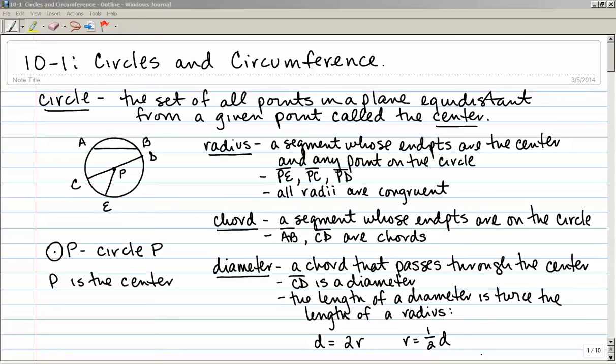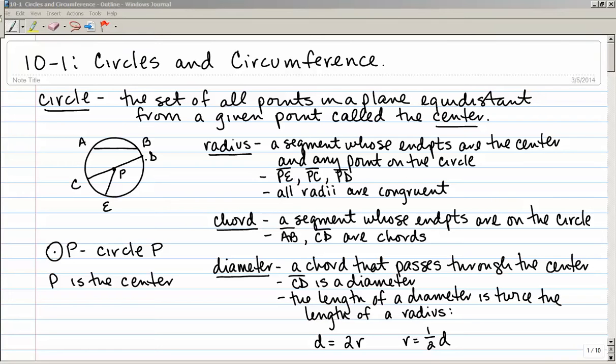Section 10.1 is on circles and circumference. In fact, all of Chapter 10 is about circles, so before we dive into the chapter, we need to go over a lot of basic information and a lot of vocabulary regarding circles. So the definition of a circle is the set of all points in a plane that are equidistant from a given point, which is called the center.